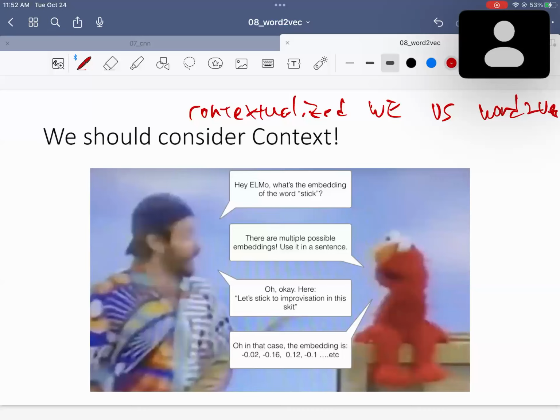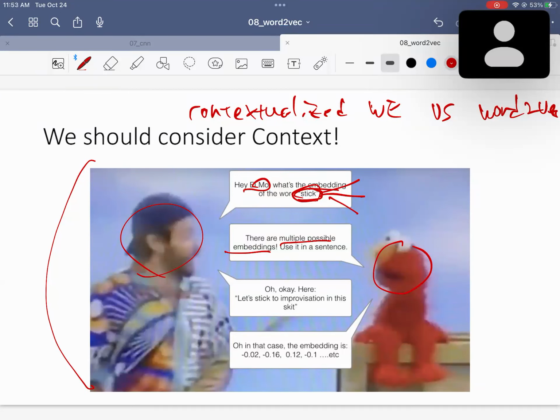So here, this is the motivation. This user asks ELMo, the word embedding model, to give me an embedding for the word stick. Then ELMo says, appropriately, there are multiple possible embeddings, meaning that a stick can have multiple meanings. It could be a wooden stick, or a stick like you stick to a wall using a sticker. There are a lot of different meanings. So you need to use it in a sentence: give me an example where you use the word stick, then I'll give you the proper stick embedding.